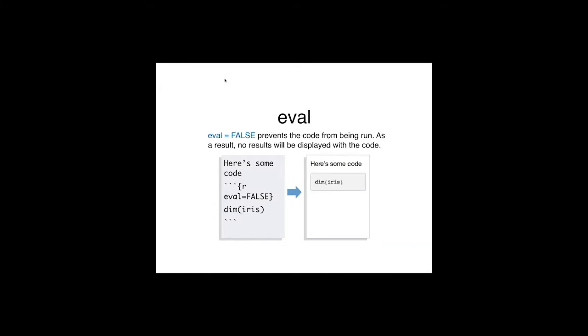Now, evaluate. Evaluate equals false. What's different about this one? What does evaluate equals false do? By default, these are all true, so if you manually put them to false, it will override that true. So what does evaluate do? It doesn't show the output. Why does it not show the output?